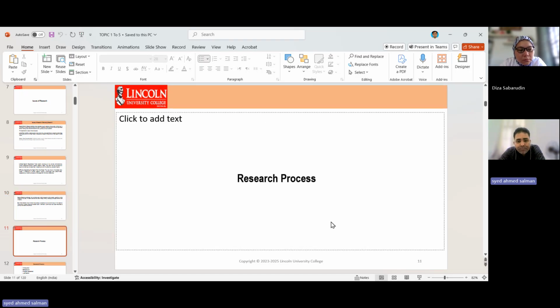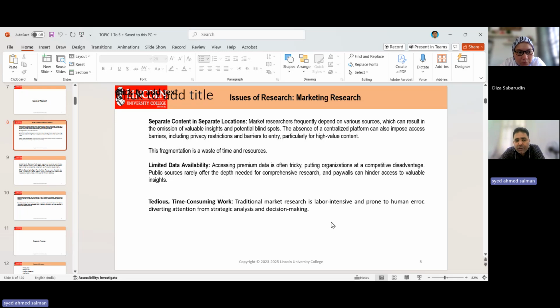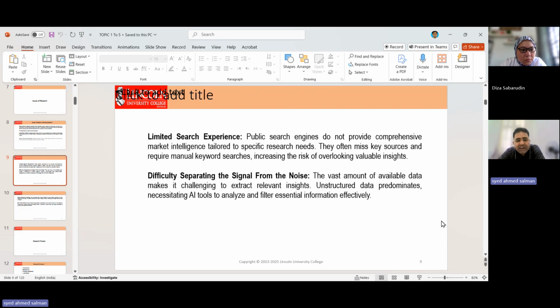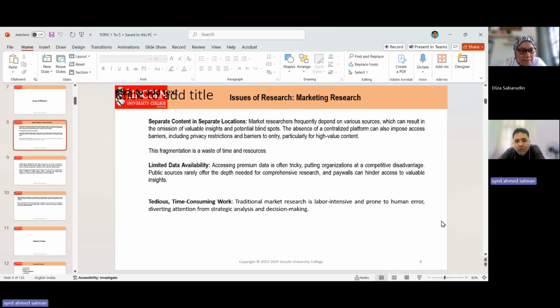Now, I'm not going to discuss the first points: separate content, limited data availability, tedious time-consuming work, limited search experience, and difficulty separating the signal from the noise. So these things, how are we going to overcome these challenges, how do we overcome the issues of marketing research?